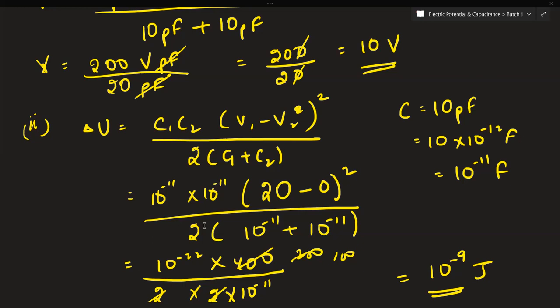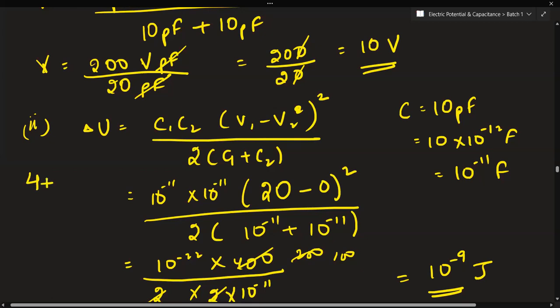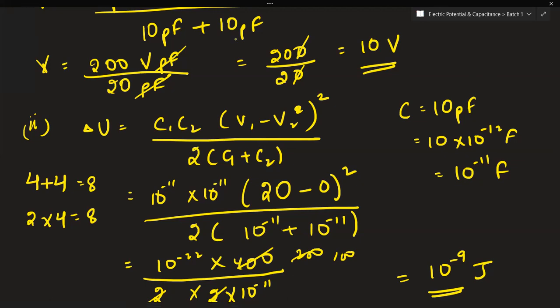See, if you add anything 2 times, you can write it as 2 into that. Like if I ask you 4 plus 4, this gives you 8. You can write it in this way also, 2 into 4, 2 times 4. That will also give you 8. So anything that gets added to itself twice, we can write it as 2 into 10 to the power anything. So here it was 10 to the power minus 11 plus 10 to the power minus 11. Okay.